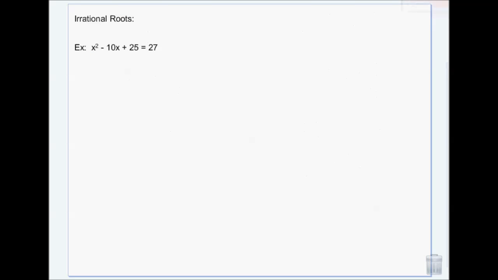Here's what happens. I have a perfect square trinomial, but it's no longer equal to 0. Okay? I just did this, x and 25. So this is going to be x minus 5 squared, but that's still going to be equal to 27. And so I'm going to take the square root of both sides. But 27 is not a perfect square, and that's what makes it irrational. That's why I call them irrational roots.